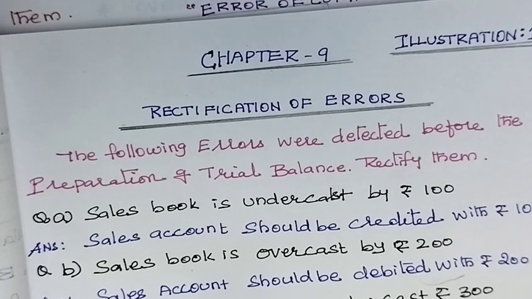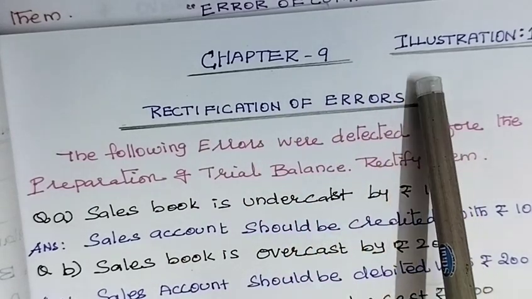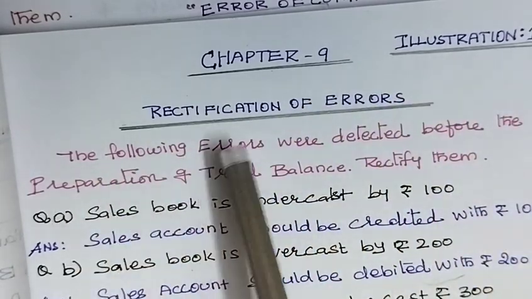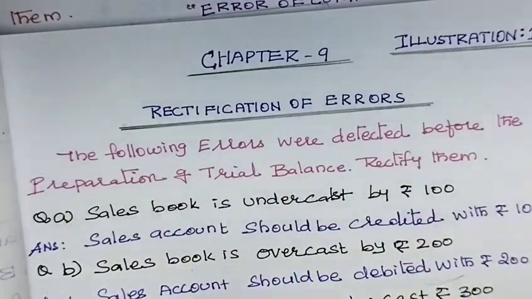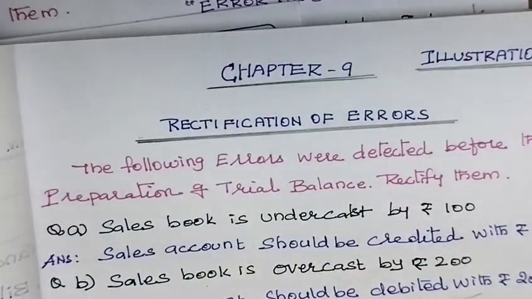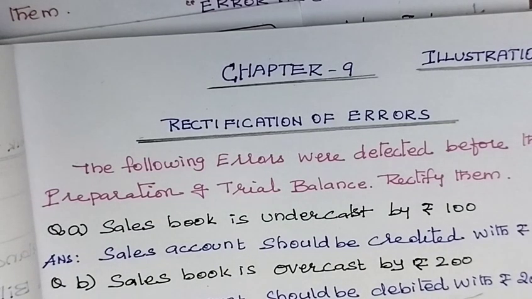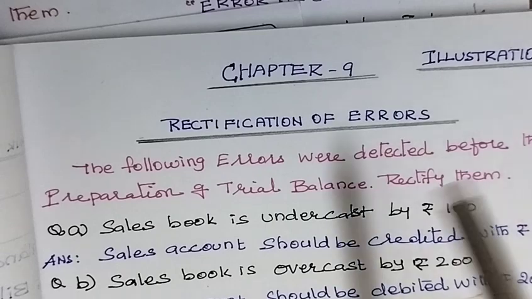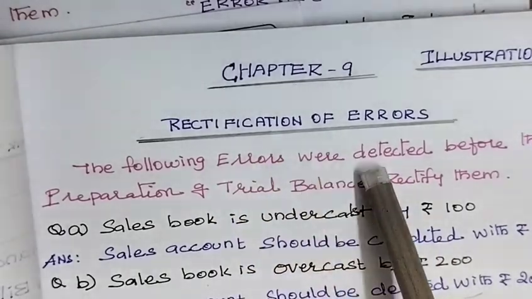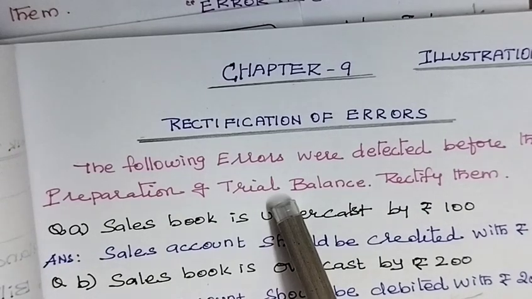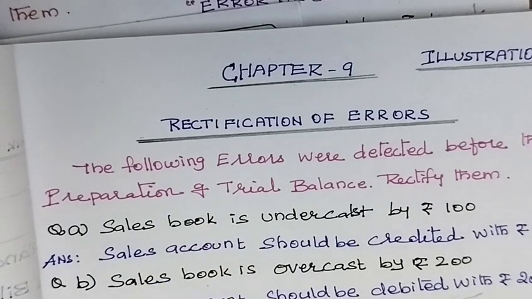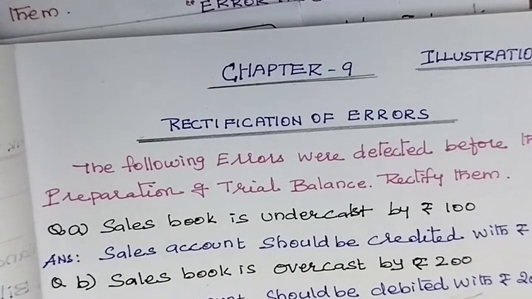In this video, we are going to learn about 11th Standard Accountancy, Chapter 9, Rectification of Errors, Illustration Sum Number 1. The following errors were detected before the preparation of trial balance. Rectify them. Read the heading carefully: whenever you see that errors were detected before the preparation of trial balance, no journal entry is required here. You just give the explanatory note or statement for this question.